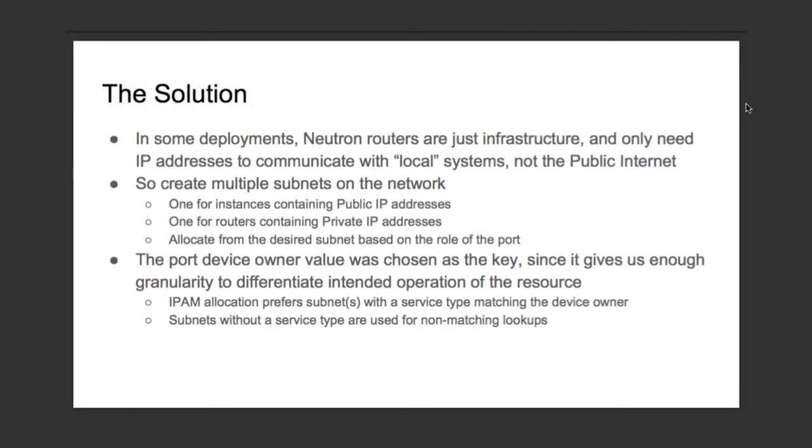The way that we've implemented this in Newton is that the subnet resource now has a new attribute, which is service types. And service types is a list of zero or more port device owners. They have to correspond to a valid port device owner, because that's what the Neutron IP address management system uses to decide which subnet the port you're creating should have its IP assigned from.